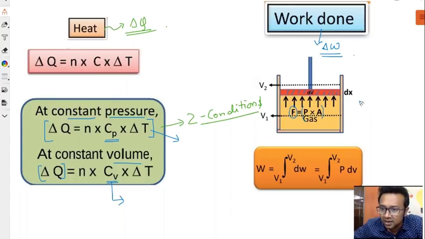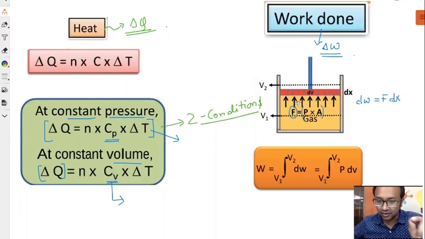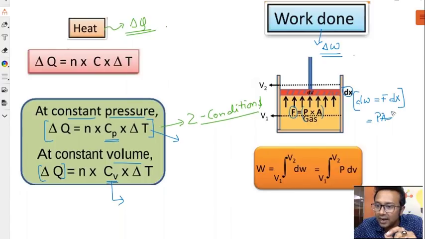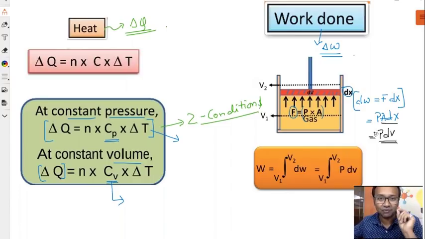If you see here, dW is nothing but equal to F dx. So let's say while this pressure is acting on this piston, the force exerted on it is how much? P into A. And this piston goes up by a distance dx. So the total work done is going to be F dx. Clear? Now here I can write this as P into A into dx. So students, if you observe here very carefully, what is A dx? A dx is nothing but the change in volume, dV, students.